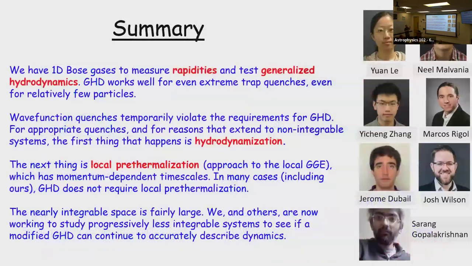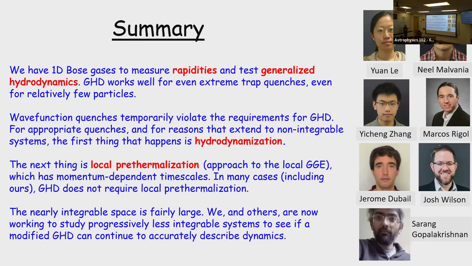So what I'm talking about is to look at 1D Bose gases and measure rapidities, and then with that concept, test out-of-equilibrium dynamics using generalized hydrodynamics. If we have a wave function crunch, then you can temporarily violate the conditions for GHD, but then watch the system approach the local generalized Gibbs ensemble in this case. But if you have the appropriate kind of quench, the first thing that happens is sort of a more useful sort of pattern.